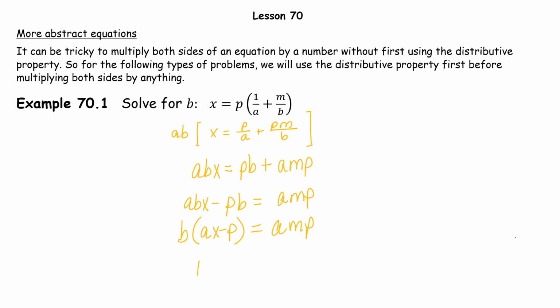Now we can get b completely by itself. All we have to do is divide both sides by ax minus p, and we're good to go. So you can see that b is by itself, and there are no b's on the right side. They have to be all gone, and there has to just be b equals. That's what it means when it says to solve for b.